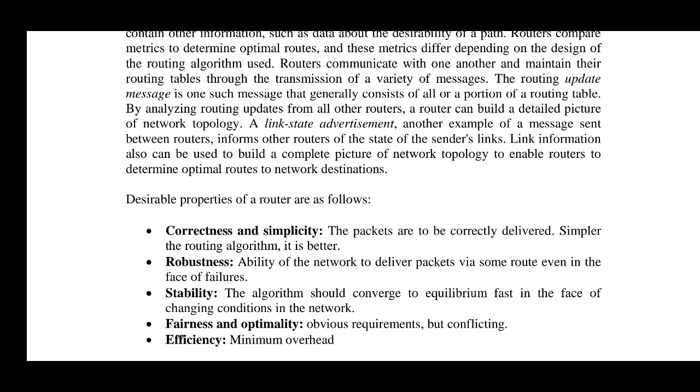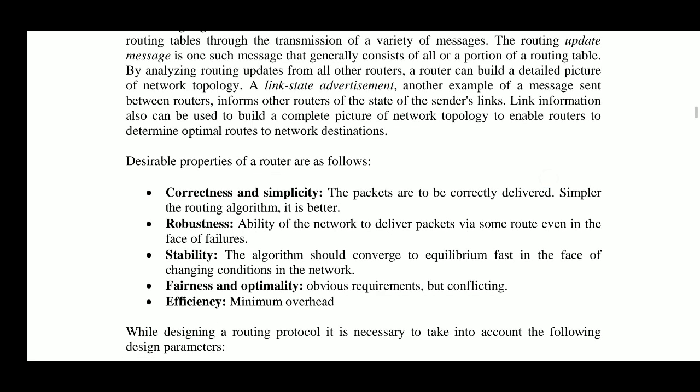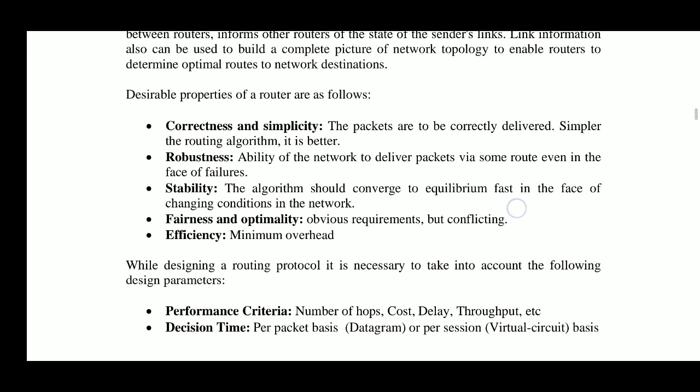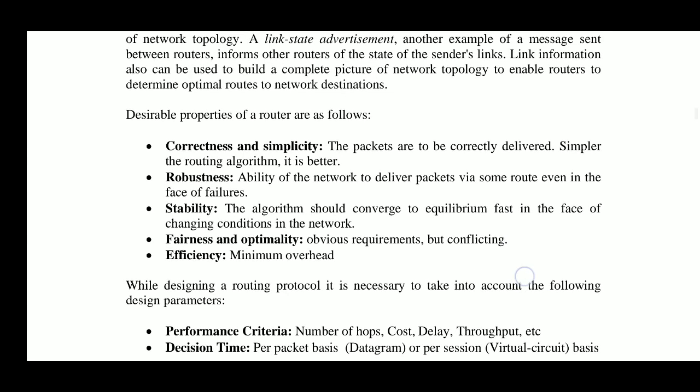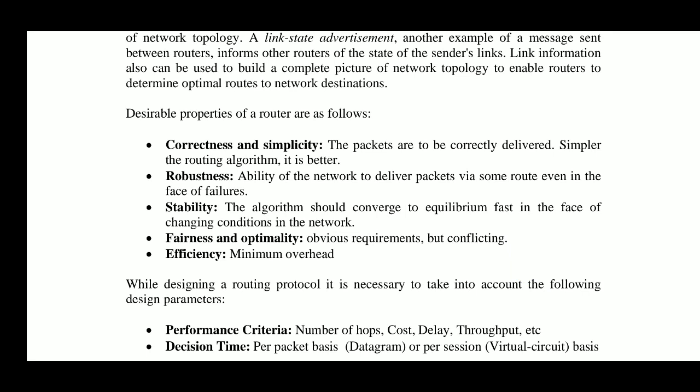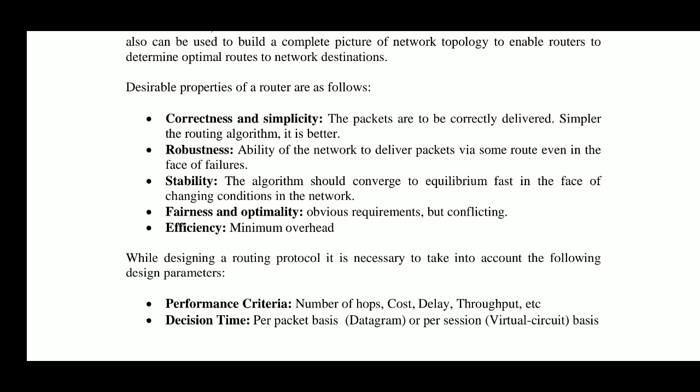A link state advertisement is another example of these types of control messages sent between routers. It informs other routers of the state of the sender's link, whether it has failed, or whether it is a weak link or strong link. So the link information can also be used to build a complete picture of network topology to enable routers to determine optimal routes to network destinations.